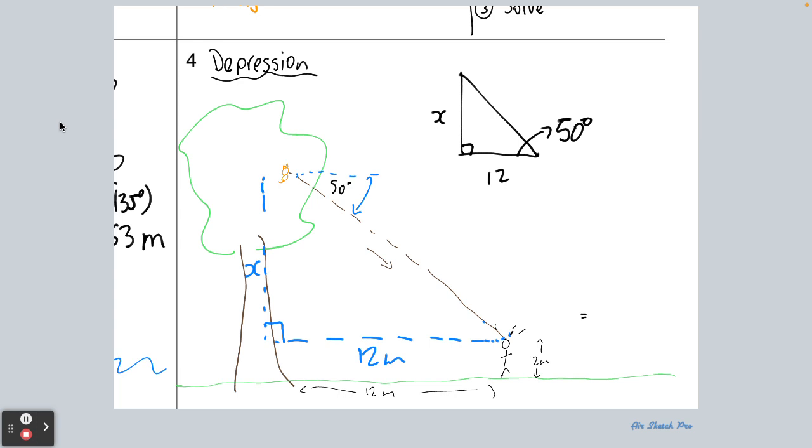Yep, you can. I said there were two angles you could use, this one or this one. That's 50 degrees because of alternate angles. This is 40 degrees because it's complementary angles, which add up to 90 degrees. Yep, you 100% can do that.